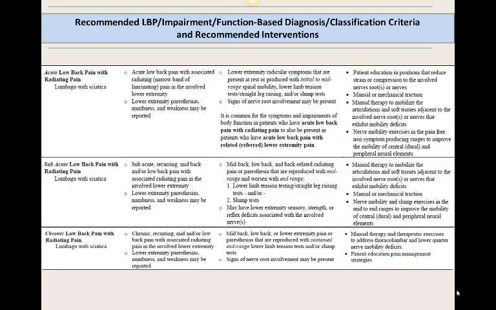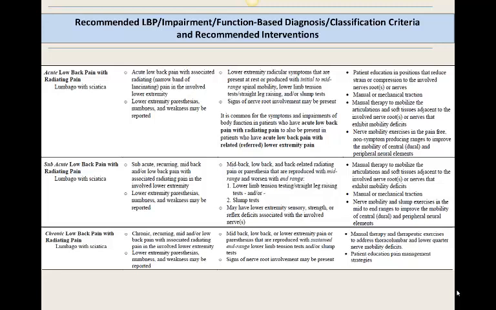The subacute low back pain with radiating pain. Similar progression, however, these patients may also present with mid-range pain and worsening with end-range movements. They may have lower limb tension tests that are positive, such as the slump or the straight leg raise. They may still have extremity sensory or strength reflex deficits. Again, manual therapy to mobilize the spine, manual or mechanical traction to take pressure away from the nerves or nerve roots, and nerve mobility exercises in the mid to end ranges to improve the mobility of the dura.